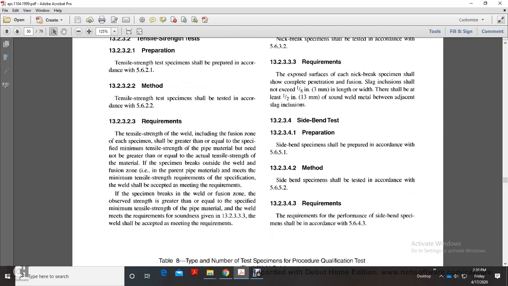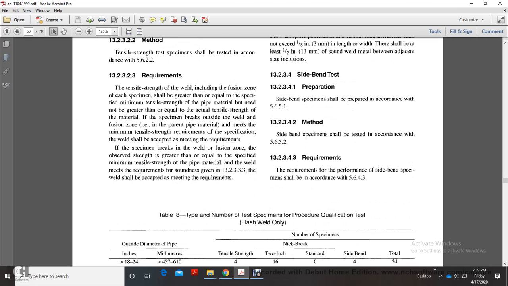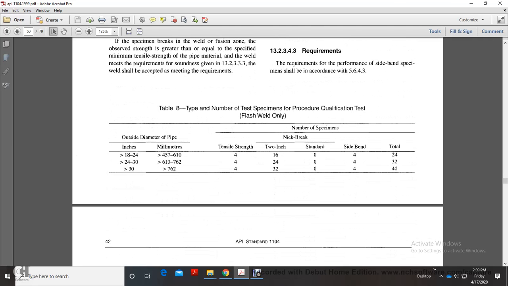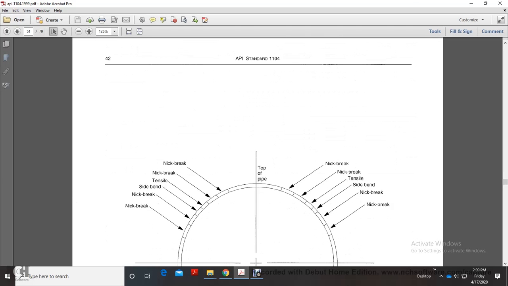Side bend specimens shall be prepared in accordance with 5.6.5.1, 13.2.3.4.2 method, and side bend testing shall be performed in accordance with 5.6.5.2, 13.2.3.4.3 requirements. The side bend specimen should conform with 5.6.4.3, type 8, table 8. So, the number of tests for procedure qualification testing, flash weld only.